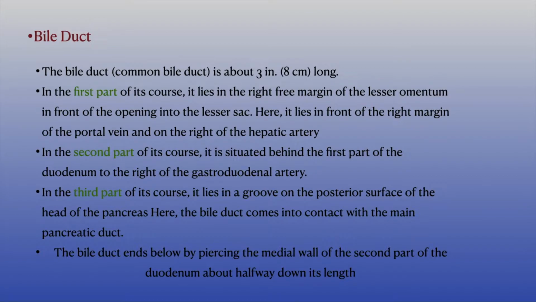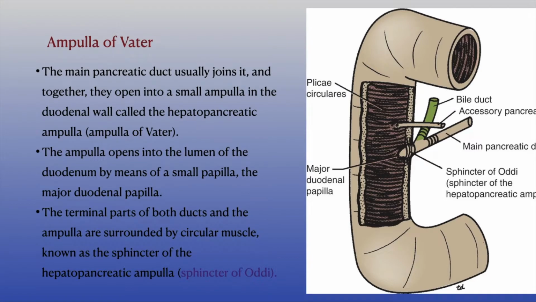In the second part, it is situated behind the first part of the duodenum to the right of the gastroduodenal artery. In the third part of its course, it lies in a groove on the posterior surface of the head of the pancreas, and here the bile duct comes in contact with the main pancreatic duct. The bile duct ends by piercing the medial wall of the second part of the duodenum about halfway down its length. The ampulla of Vater.